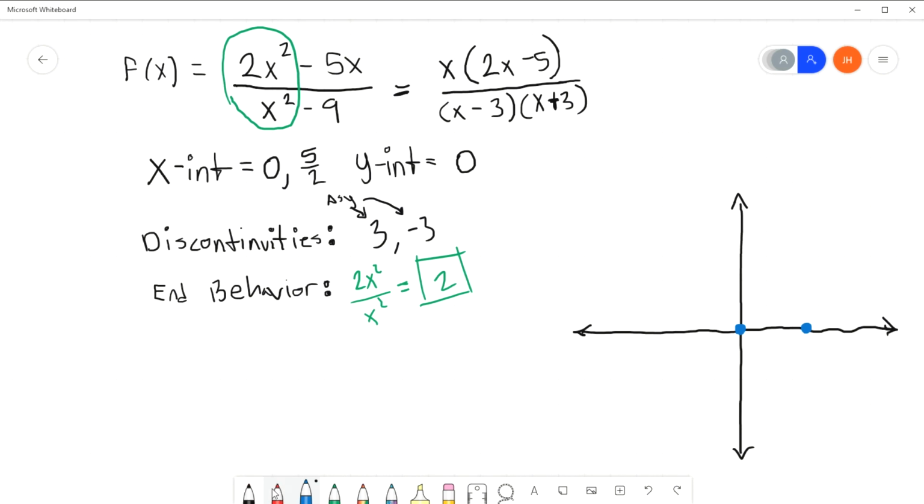My discontinuities, I have asymptotes at 3 and negative 3. So here's -3. I have an asymptote. That's a vertical asymptote. Notice that the equation of this vertical asymptote is x equals -3. If you have an equation which is x equals a number, then that's just a vertical asymptote, right? Because if x is -3, y can be anything, right? See, y is all numbers. So it makes a vertical line. And x equals 3.